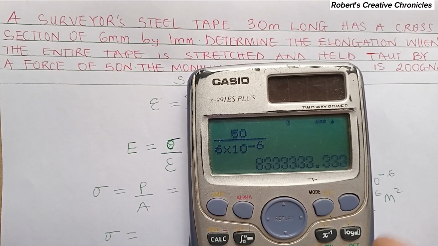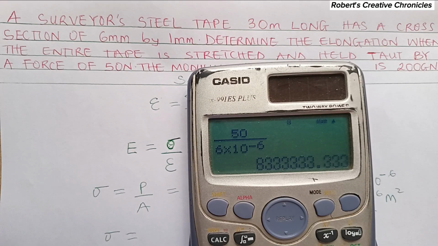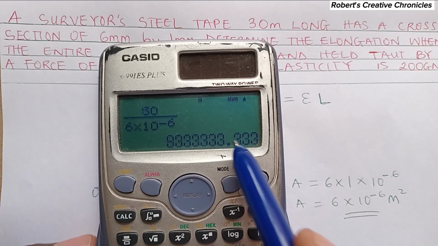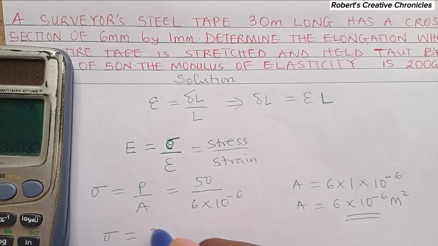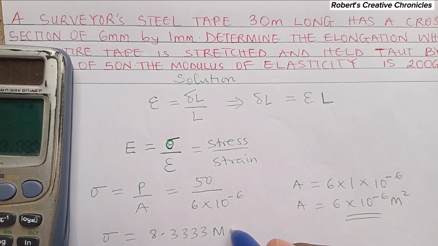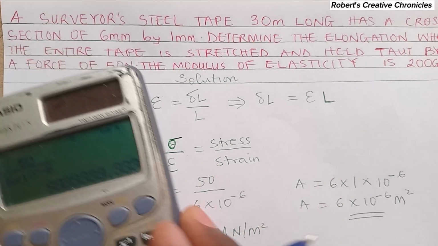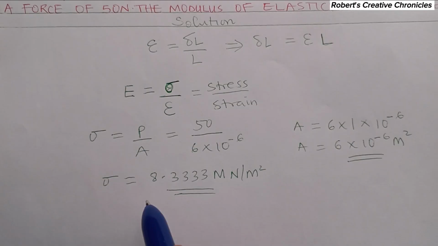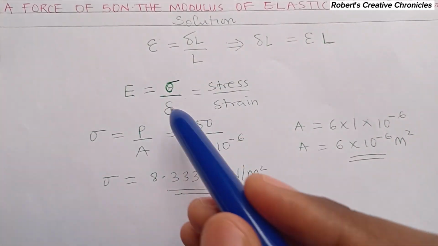We can either approximate it or we can write it like this, as anyone wishes. So it will be 8 point what? This is 1, 2, 3, 4, 5, 6. So it will be 8.3333 megapascal, meganewton per meter square or megapascal. So this is the stress. Then we can now substitute it here to find the strain.